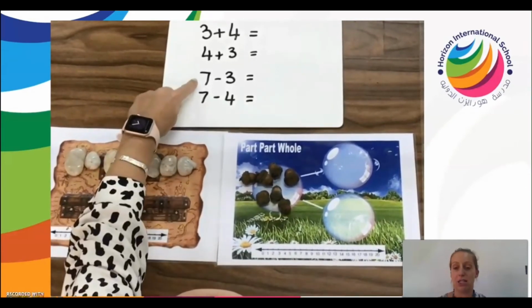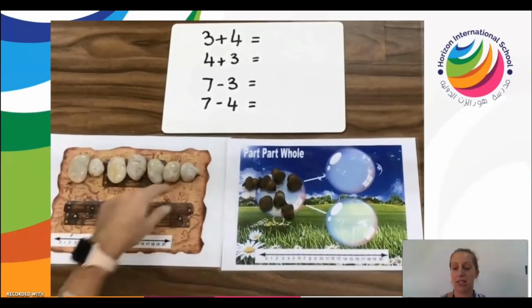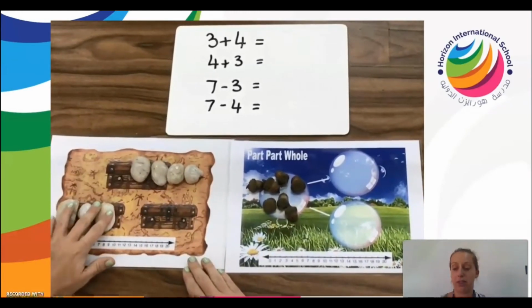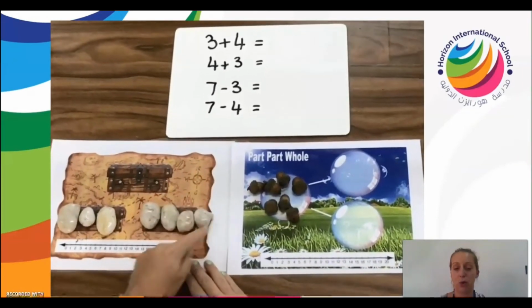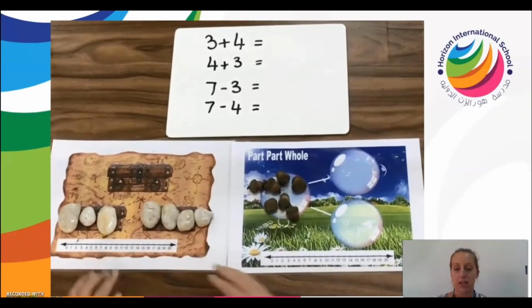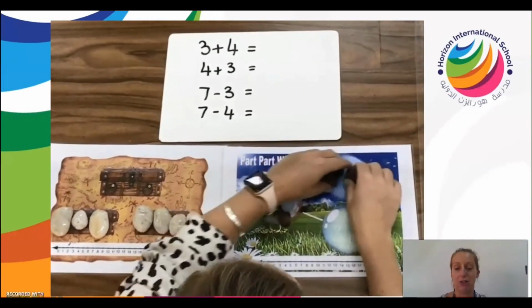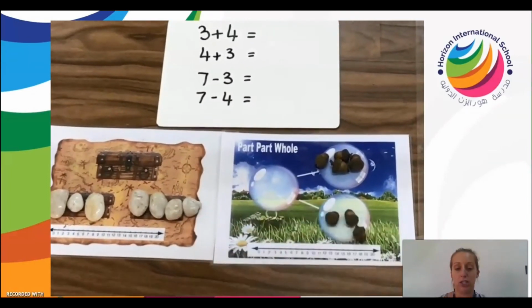Here I'm starting with 7 minus 3. I've got my 7 objects and we take away 3 for one part. This then leaves the other part, which we can see is 4. The same if I start with my 7 objects and I would take away 4 of them. That leaves the other part, which is 3.